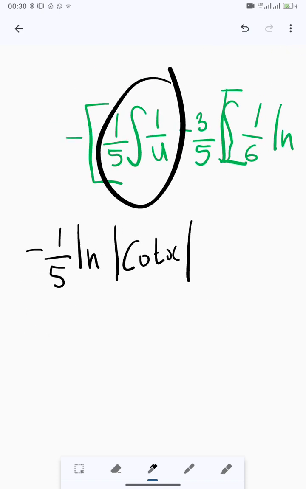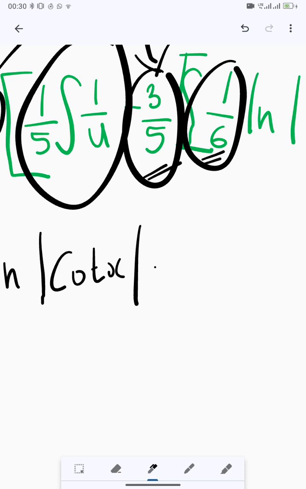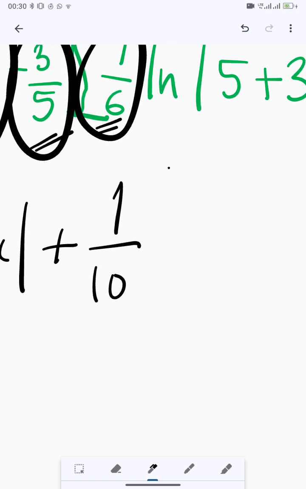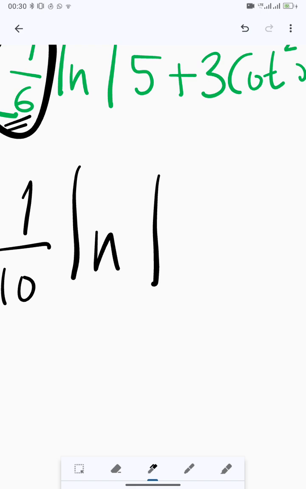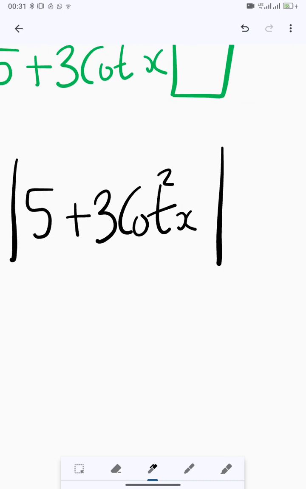Now if I distribute this negative here, negative 3 over 5 will become positive. And then I can multiply 3 over 5 by this 1 over 6. So it will be positive 3 over 5 multiplied by 1 over 6, which is 5 times 6, that's 30, and 3 over 30 is 1 over 10. So that's 1 over 10 ln absolute value of 5 plus 3 cot squared x, plus the constant of integration.